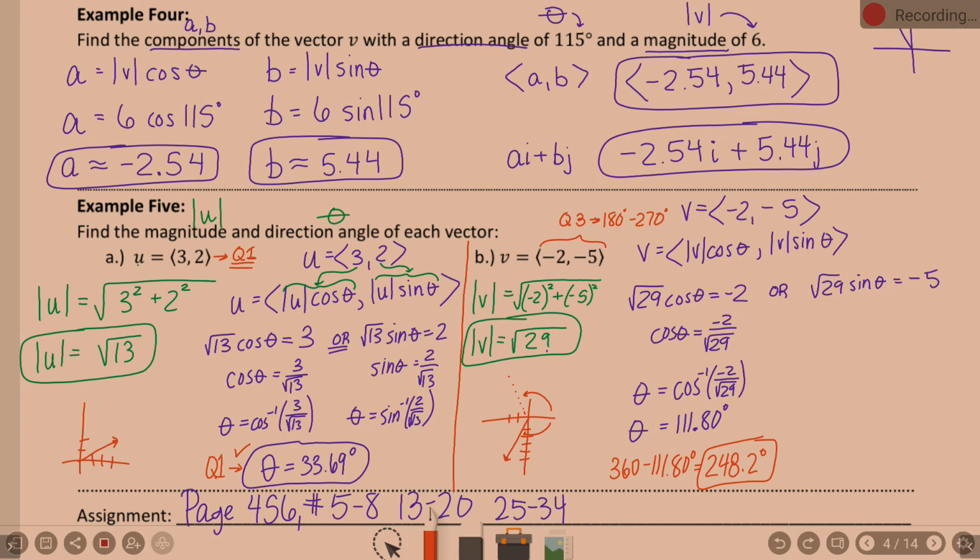Now, I will tell you, the other one is sine inverse. For sine inverse, you don't get the 111.8, because you're not going to get that from a sine inverse. You're going to get an angle that is a negative angle in quadrant 4 that you have to work with. So it's just a matter of visualizing and figuring out mathematically what you have to do. Questions there?